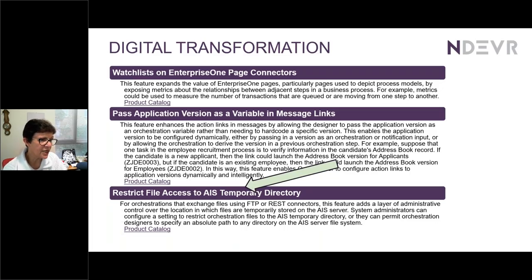Also on orchestrations, if you use FTP or REST connectors to transfer files, you'll know that up until now, it stores the file in the temporary location on the AIS server, but now your system administrator can configure it so that you can specify an absolute path to any directory on the AIS server file system. So you're not restricted just to the temporary file server.